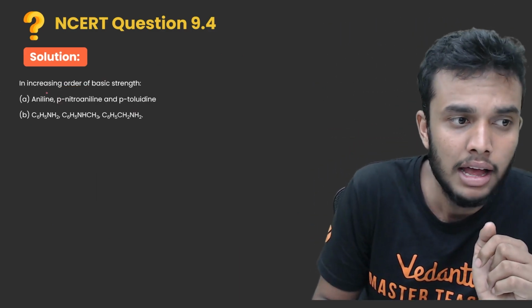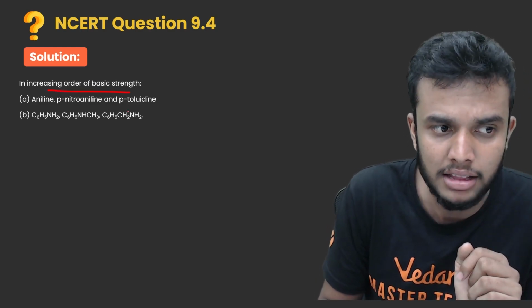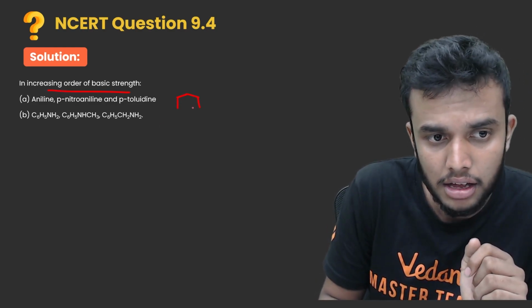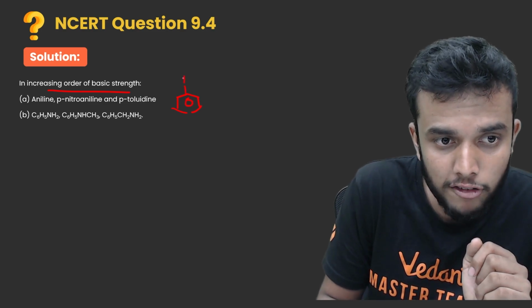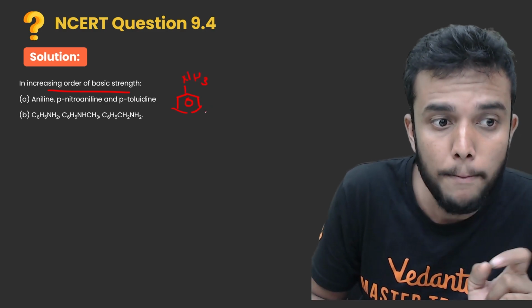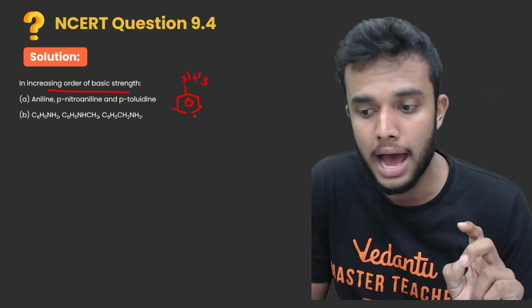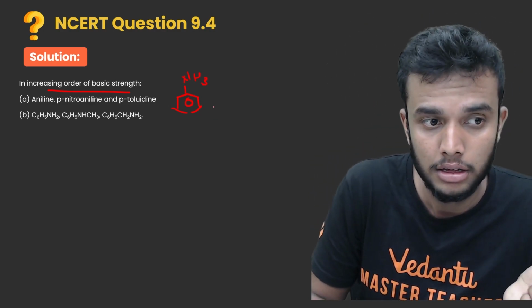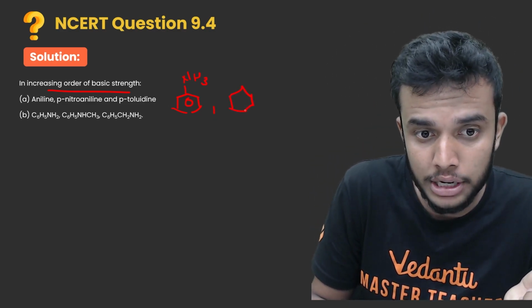Let's move on to the third pair. The third one is in increasing order of their basic strength. We have three structures: aniline, what is the structure of aniline? This one. And para-nitroaniline, with the NO2 group at the para position.